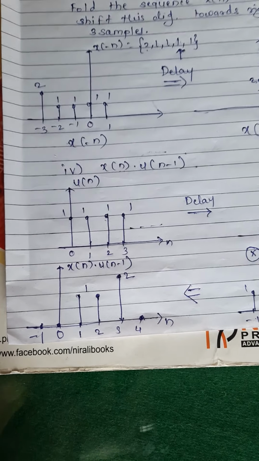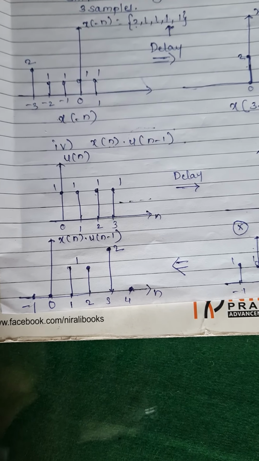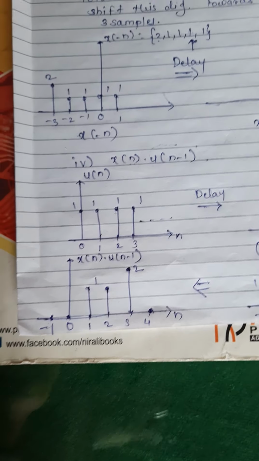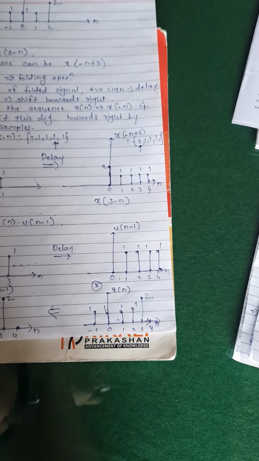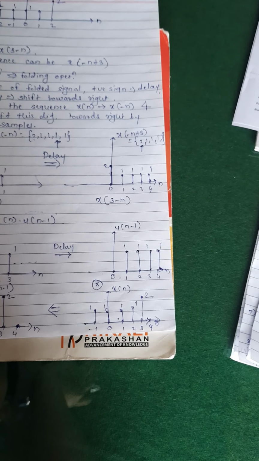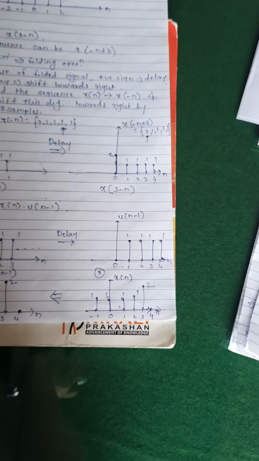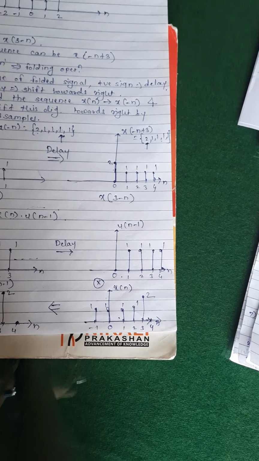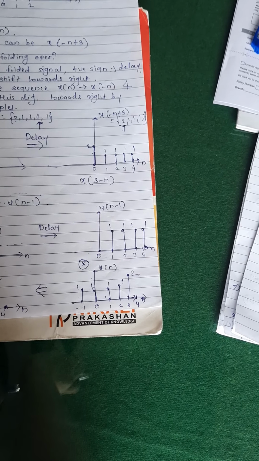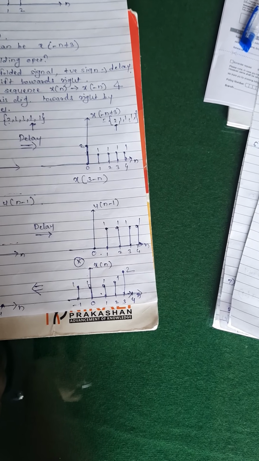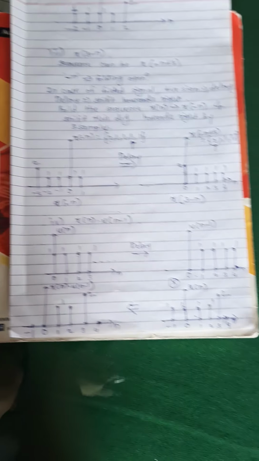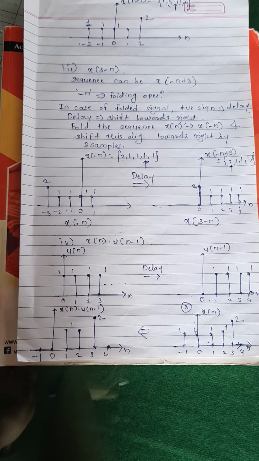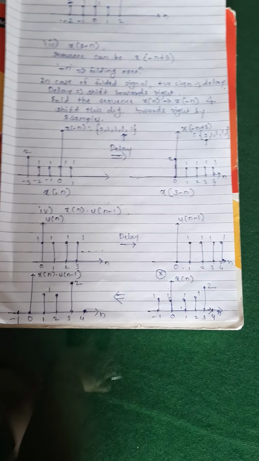So what is the u of n signal? U of n means unit step, and u of n minus 1 means the unit step is delayed by one sample. So first we draw the unit step signal, then we draw the u of n minus 1 signal, and then take the multiplication of u of n minus 1 and x of n, and finally the final diagram is this, that is x of n into u of n minus 1.